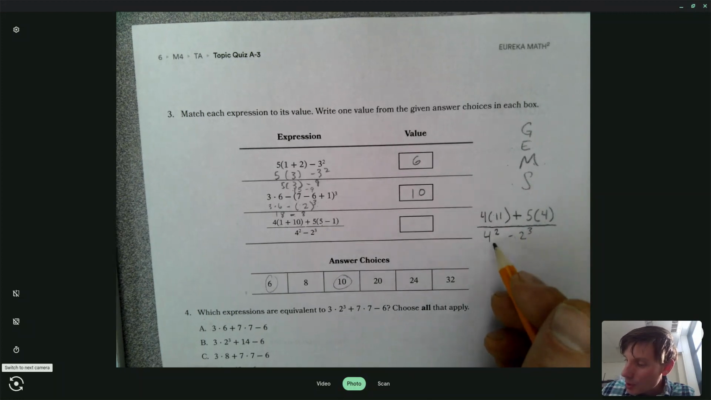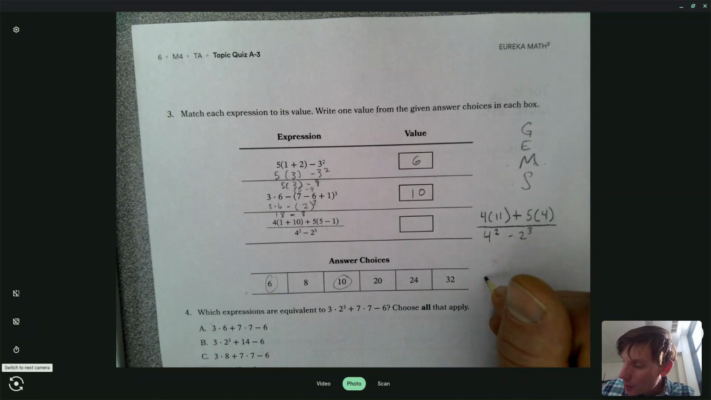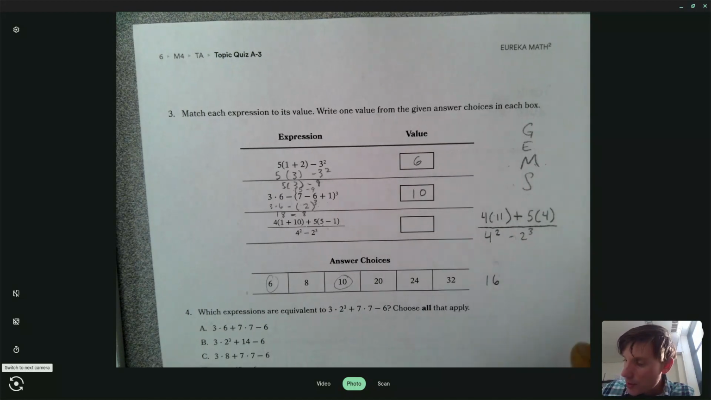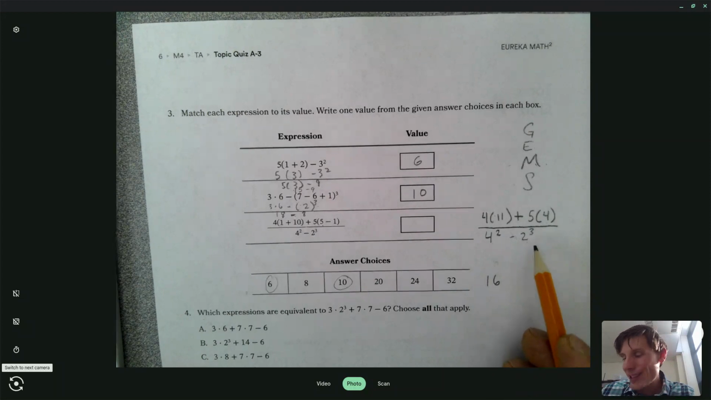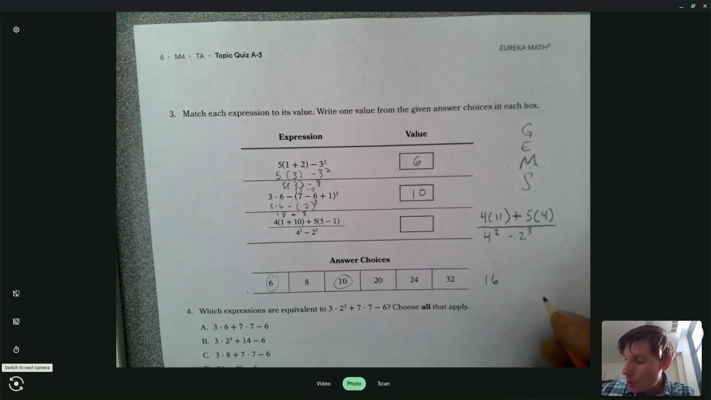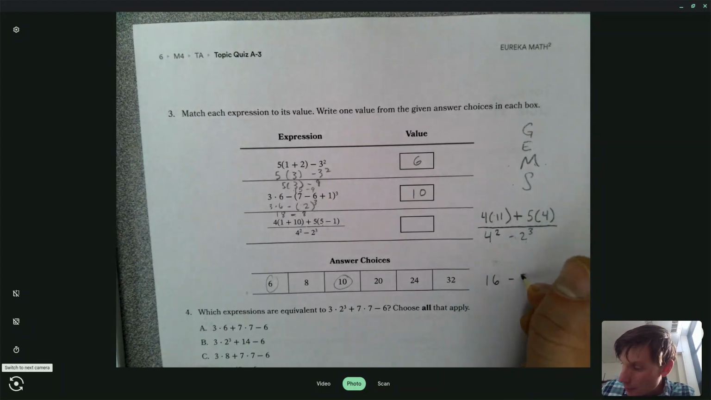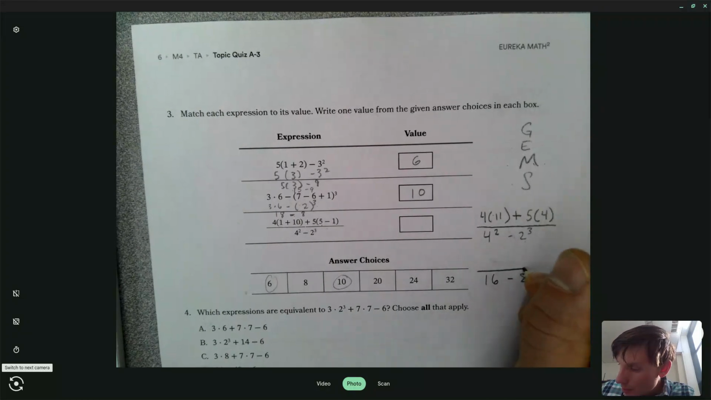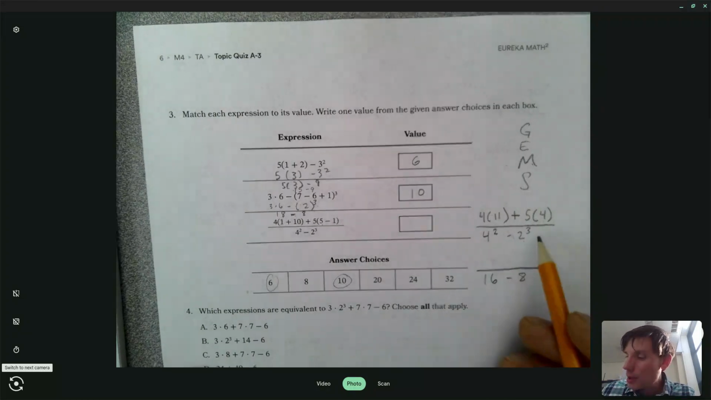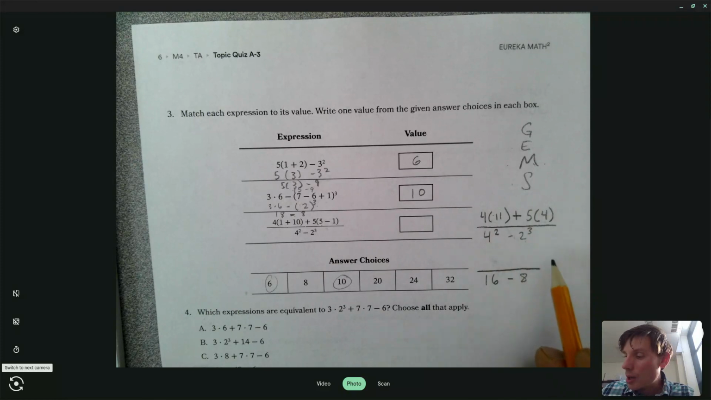So we'll just say our 4 squared, 4 to the second power, that's 4 times 4, which is 16. And 2 to the third power, as we said earlier, that's 2 times 2 times 2. 2 times 2 is 4, times 2 is 8. So we have 16 minus 8. Great.